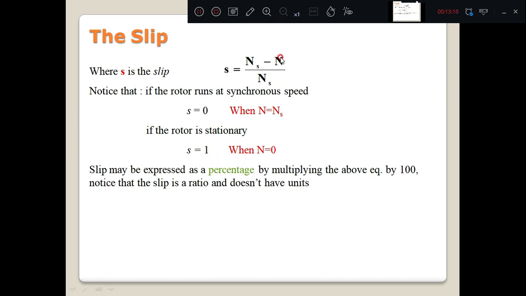Then if the speed of the machine is synchronous speed, in that case ns minus n is 0, therefore slip is 0. There is no relative motion between the rotating magnetic field and the rotor. That is the case: slip is 0 when n is equal to ns, and slip is equal to 1 when n is equal to 0.